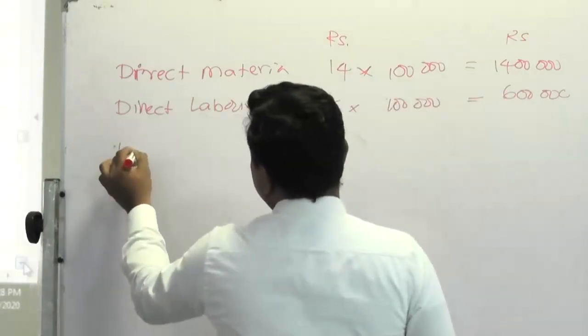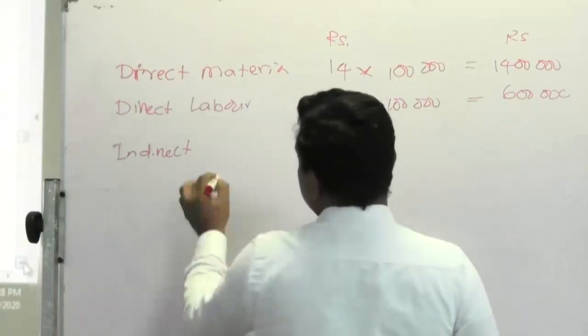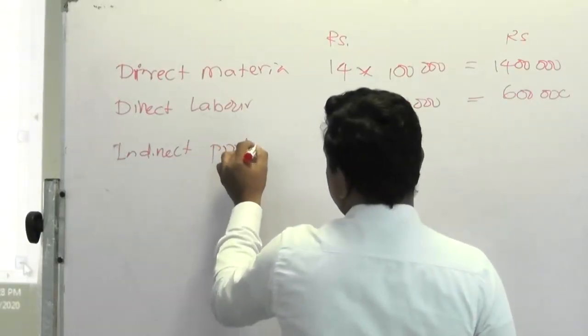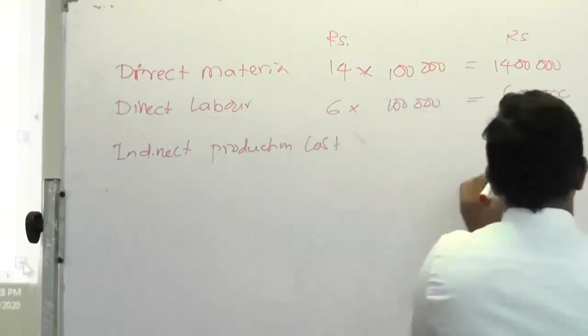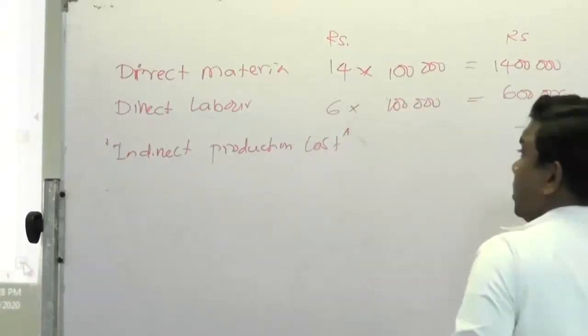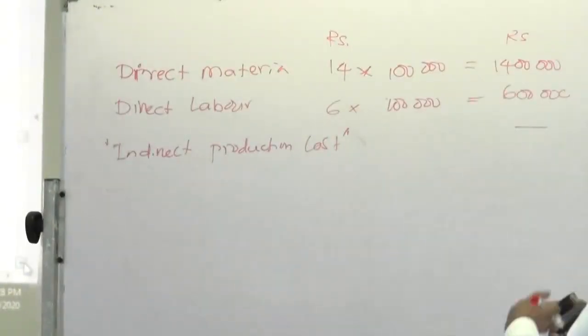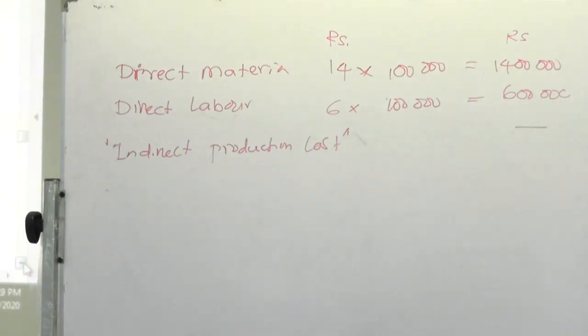Then you have indirect production cost. It is not relevant. Why? Indirect production cost will change when the capacity increases. Now here you have excess capacity, therefore this will not change.